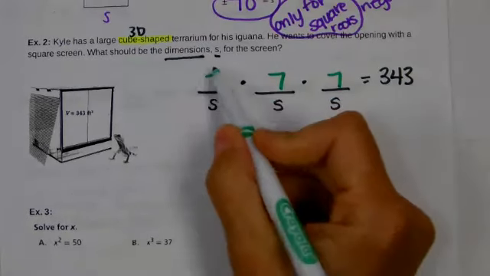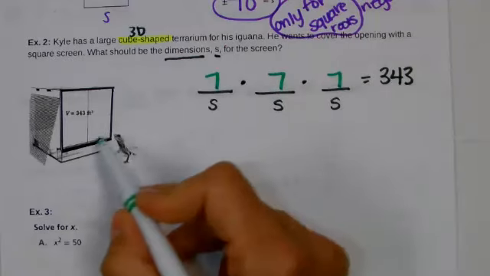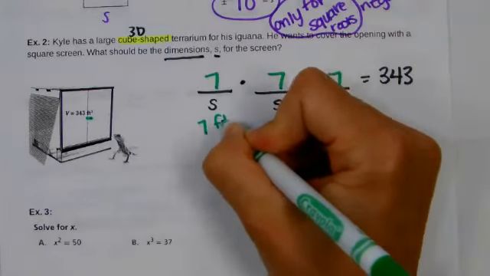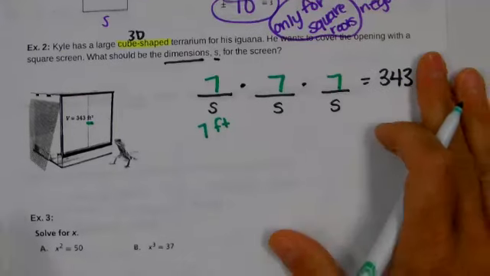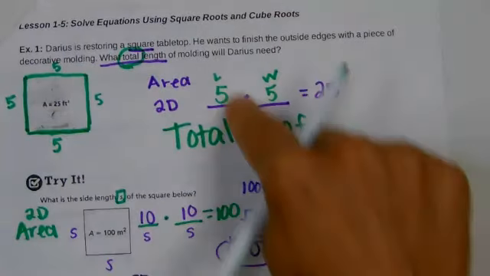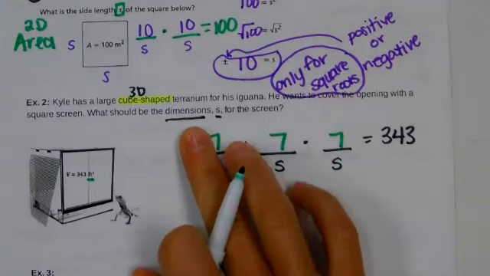So what should the dimensions be for the screen? 7, and what did we talk about here? Does it tell us? Oh, feet. So S is 7 feet. The side lengths on that screen are all 7 feet. And we don't have to add them up because it didn't ask us. Notice on the first one how it asked us the total length, so we had to add them all up around. This one's just asking us what's the dimensions, right? So the dimensions are finding the side. All right, last one.